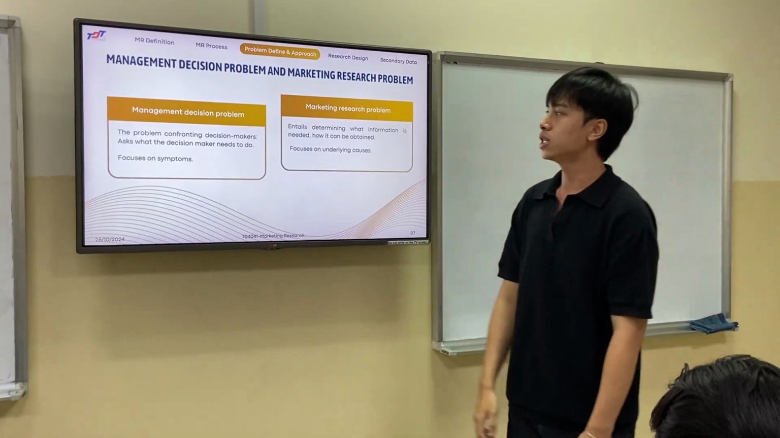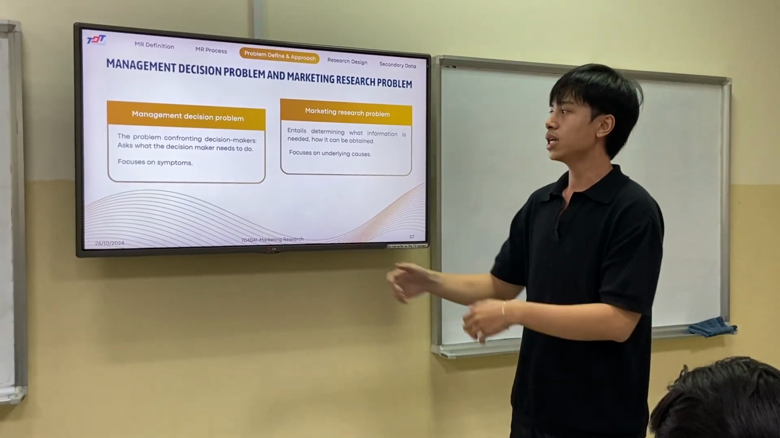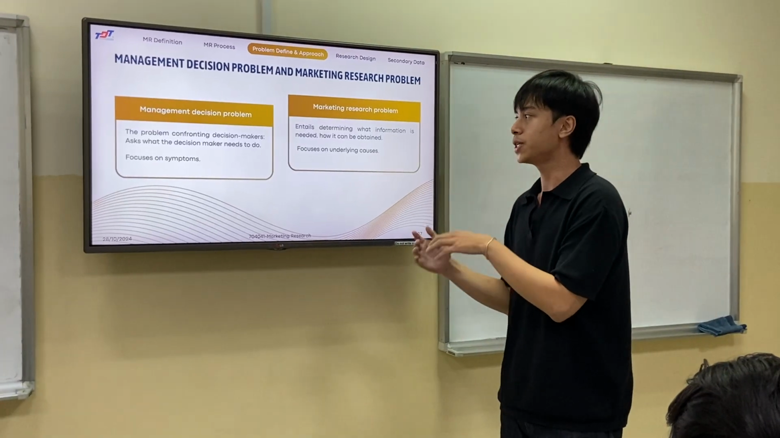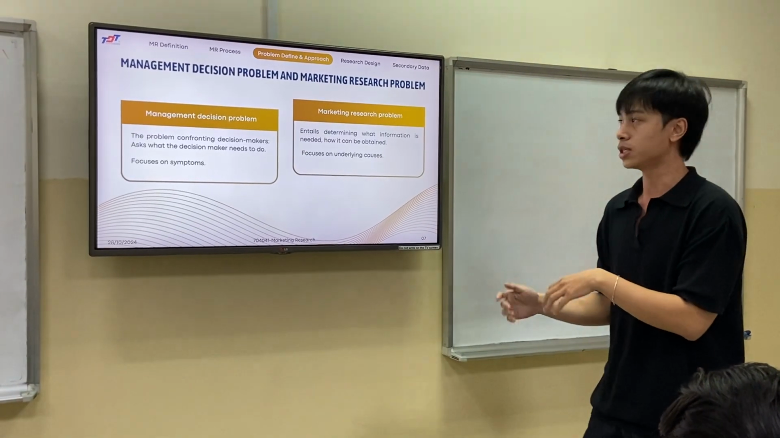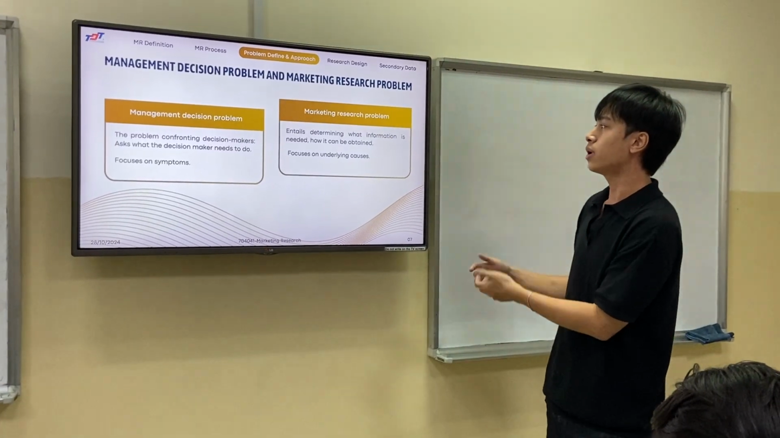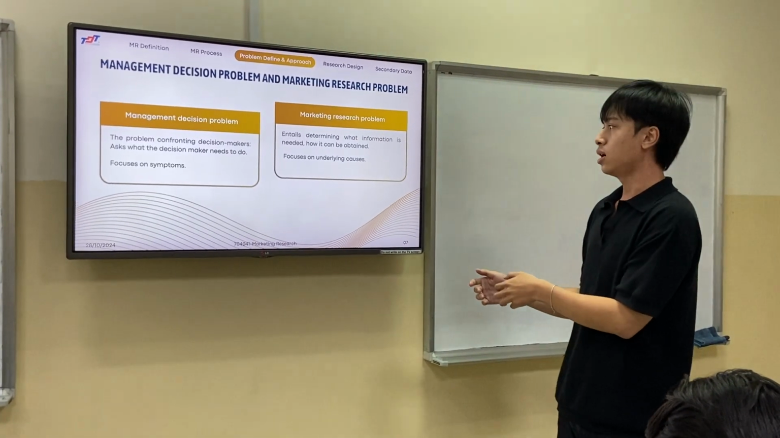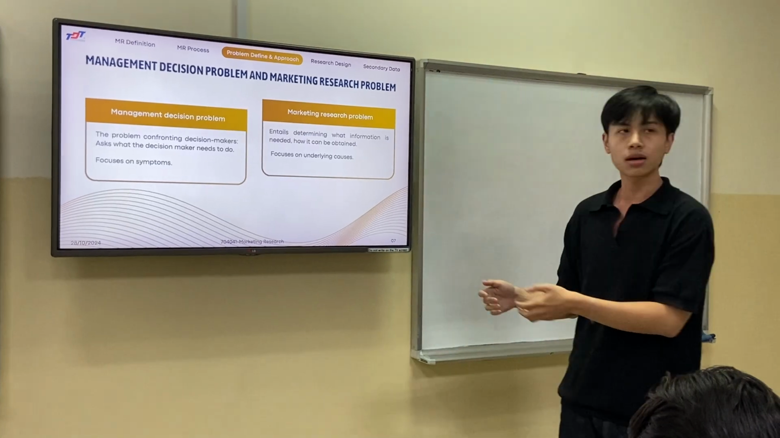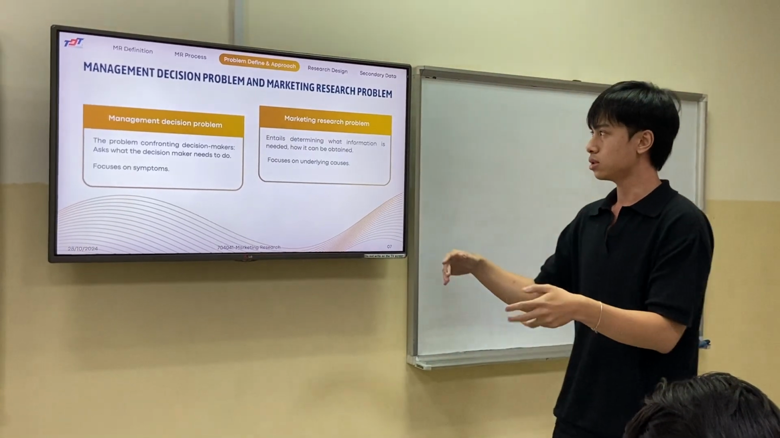About the management decision problem, we have to ask what the decision maker needs to do and focus on the solution. In the market research problem, we determine what information is needed and how it can be obtained. We need to focus on underlying causes. Next.